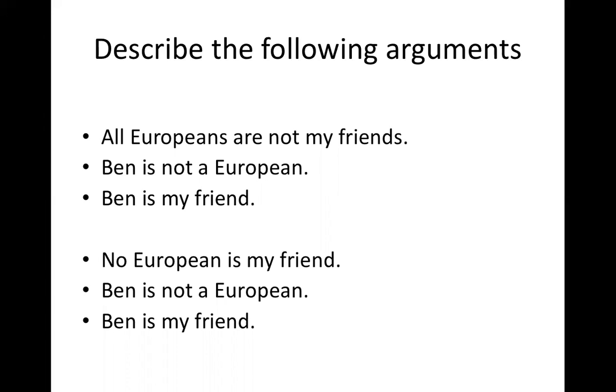Look at the one below. No European is my friend. Ben is not a European. So it's another version of the first one. So the first statement, you have no European. The second statement, you have not a European. So these two statements contain negative European. If you eliminate the two negatives, then you just have an argument that affirms the antecedent.